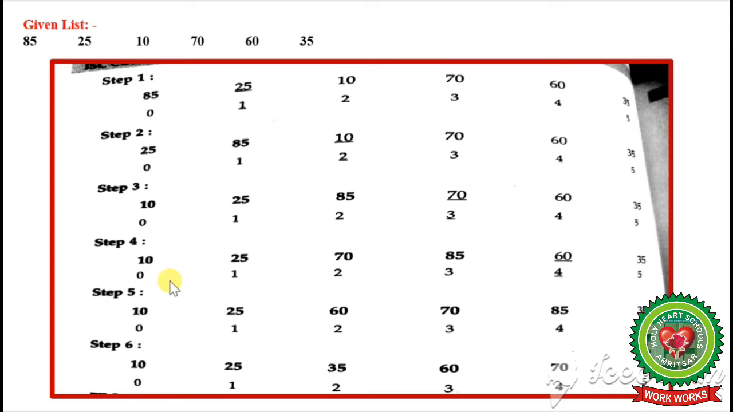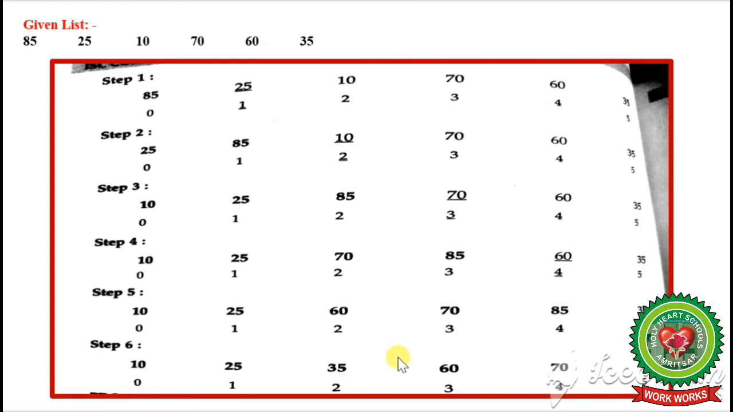Now in the next step, we have to pick 70. So 70 is inserted at its position, that is index number 2, and the rest of the elements are shifted towards the right side. Then the next element, 60, goes to its position, and the rest of the elements are shifted towards the right. So this process is repeated every time till we get the list in sorted order.